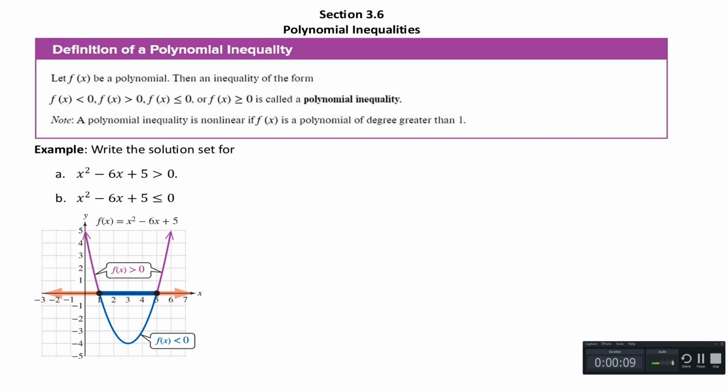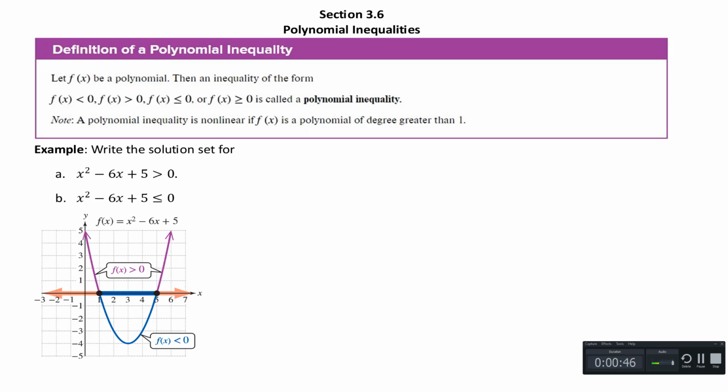Okay, polynomial inequalities, 3.6 again. Definition of polynomial inequality. Let f of x be a polynomial, then an inequality of the form f of x is less than 0, f of x is greater than 0, f of x is less than or equal to 0, or f of x is greater than or equal to 0 is called a polynomial inequality.